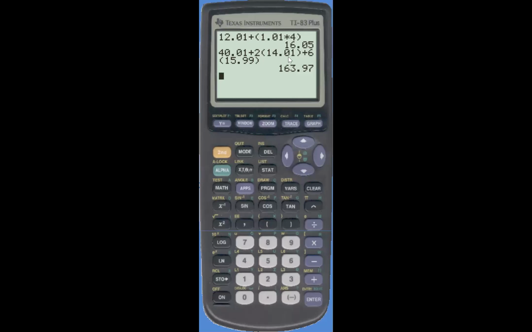So what you will end up with is 2.0 times 163.97. So you end up with a value double your molar mass, which is 327.94 grams of calcium nitrate.